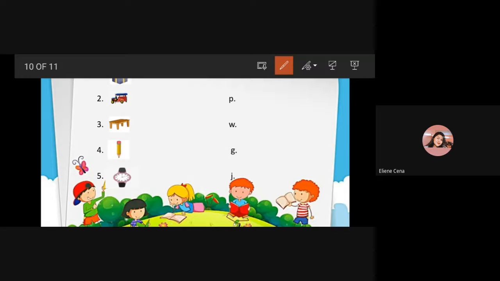Class, what is the sound of gift? First, okay, it is ga. Number two, what is the sound of jeep? Okay, it is ja. How about in the third picture? What is the sound of table? Okay, it is ta.